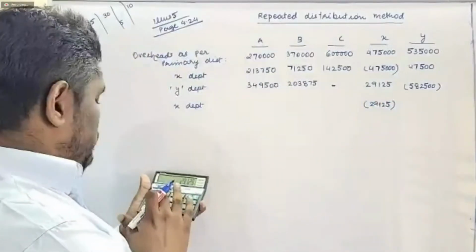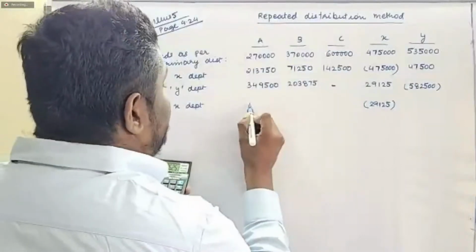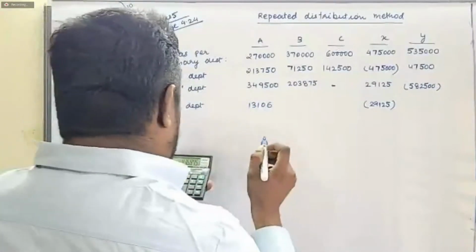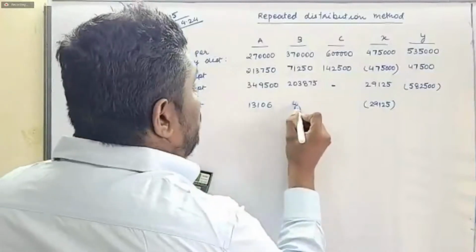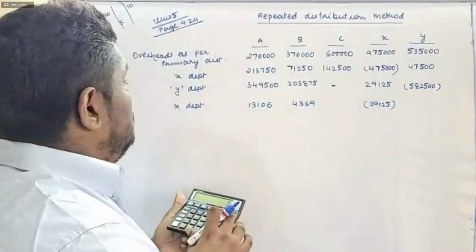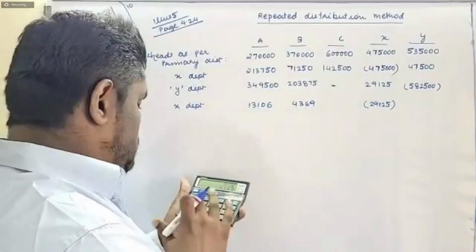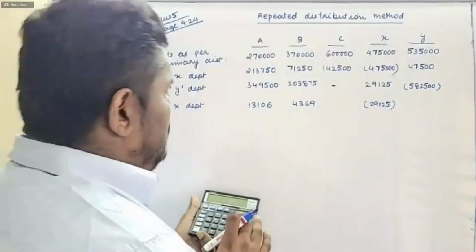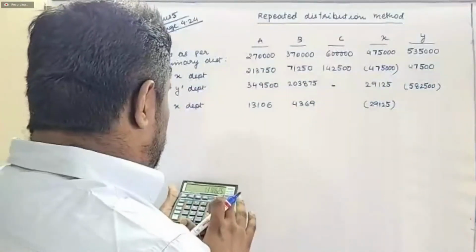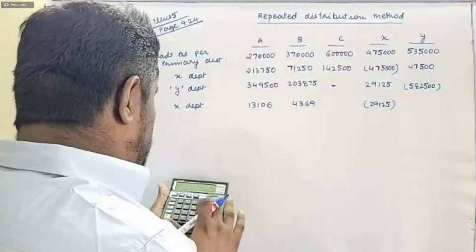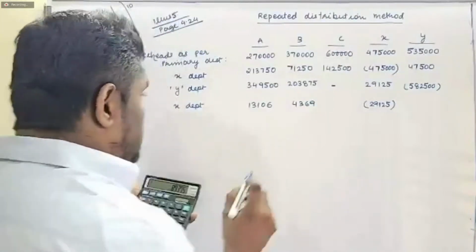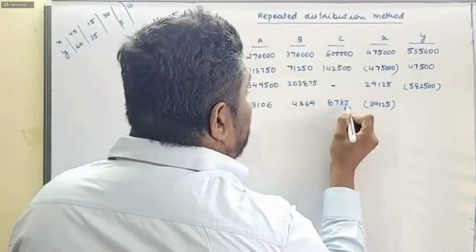So 29,125 into 45%, this will be 13,106. This will be 4,369. This will be 8,737.